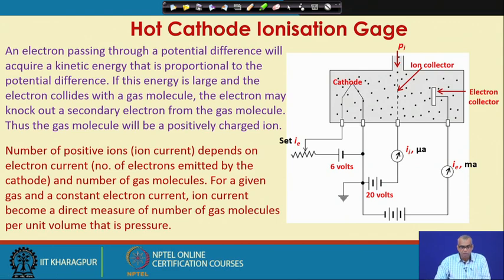So, the number of positive ions, or ion current, depends on the electron current, that is the number of electrons emitted by the cathode, and the number of gas molecules. For a given gas and a constant electron current, ion current becomes a direct measure of the number of gas molecules per unit volume, which is nothing but pressure.